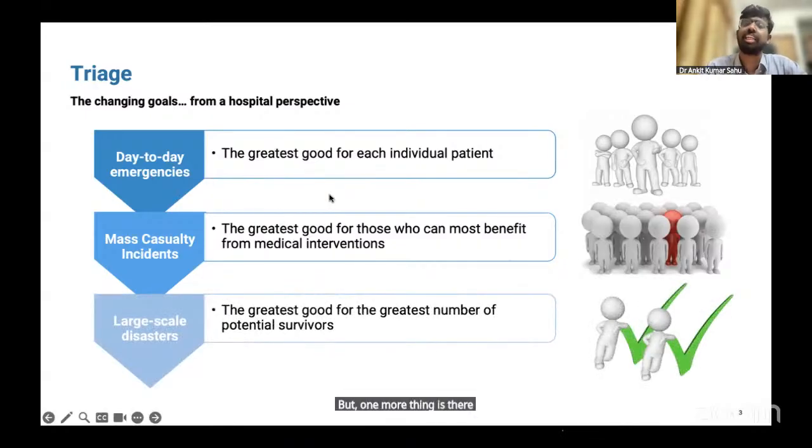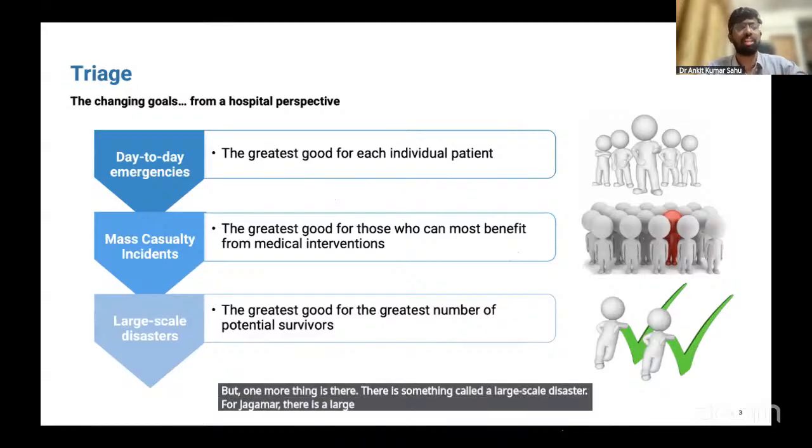There is something called a large scale disaster. For example, a large scale massive earthquake happened, or a nuclear disaster is happening. So frankly, there I don't have resources or manpower or supplies where I can manage even the red patients. So there, my job is to do the greatest good for the greatest number of potential survivors.